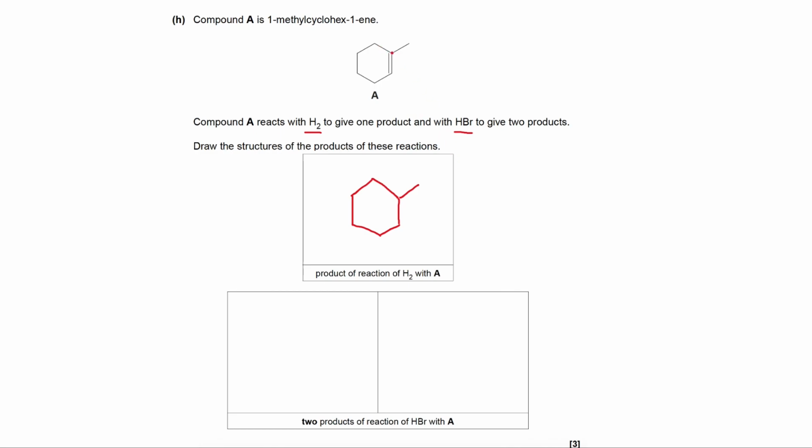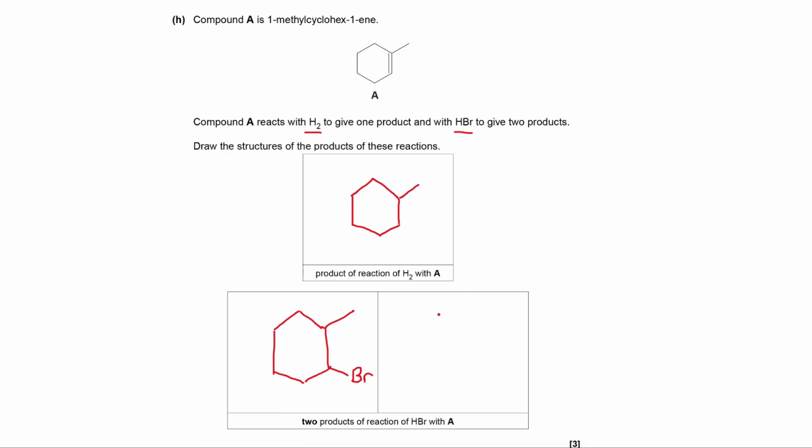You could have the hydrogen bonding to this carbon and the bromine to this one, or you could have the bromine bonding to this one and the hydrogen to this one. So let's draw both of those. It doesn't matter which order you do this in. So the first one that I'm going to do is where the hydrogen atom bonds to this one, where that methyl group is, and the bromine attaches to this one. So remember, the hydrogen I don't need to draw in, but the bromine I do.